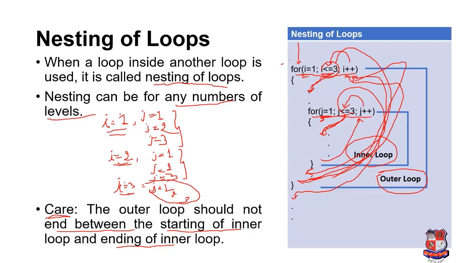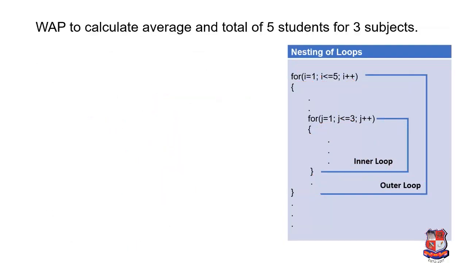It means that we cannot end this outer loop inside the inner loop. Okay, now we will see an example related to nesting of loops. Write a program to calculate the average and total of 5 students for 3 subjects.